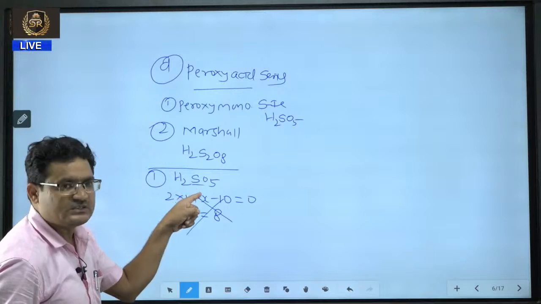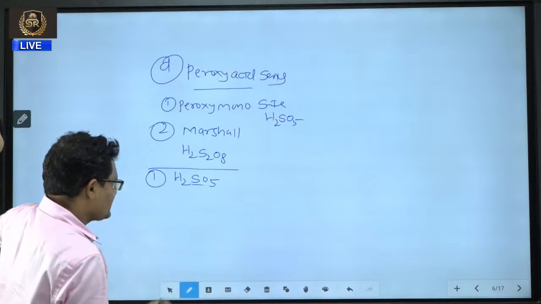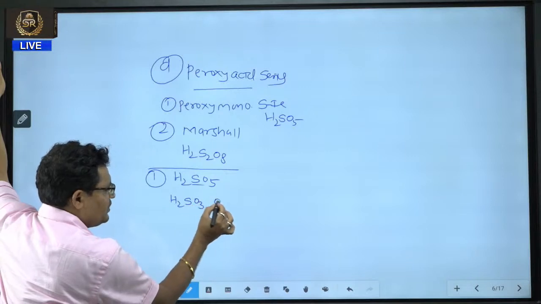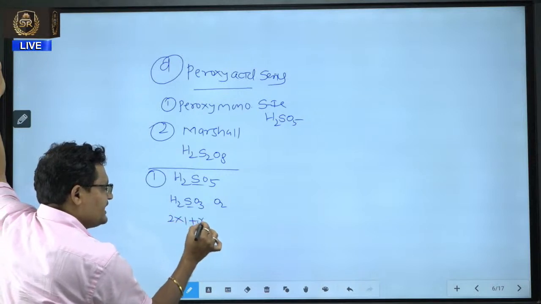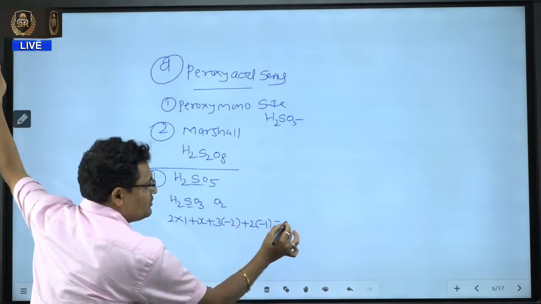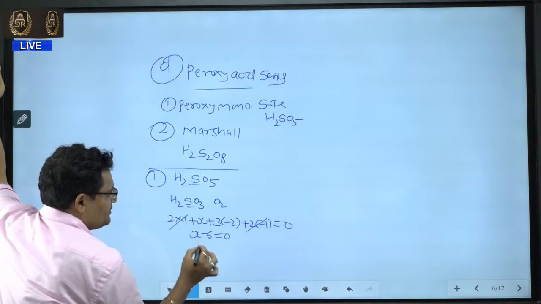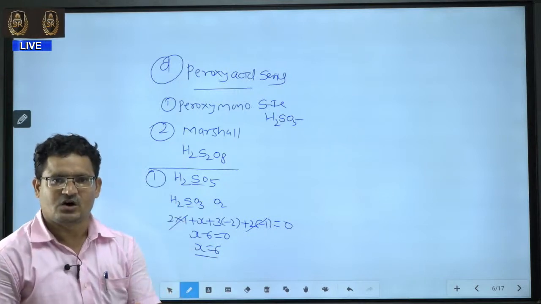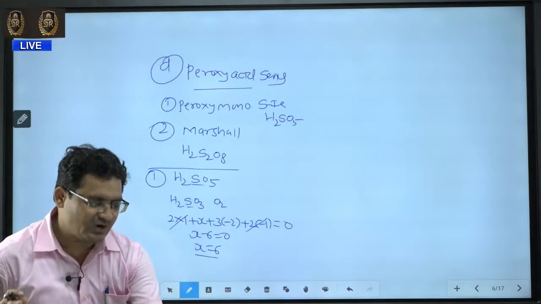So in this one, peroxy bonds are there. How to calculate that peroxy bond? Write it like this: H2, S, O3, O2. This is peroxy. Now find the oxidation state. 2 into 1 plus x plus 3 into minus 2 plus 2 into minus 1 equal to 0. So these two get cancelled. x minus 6 equal to 0, then x equal to 6. Sulfur oxidation states are 6 or less than 6, but not more than 6. If more than 6 is there, you have to calculate the peroxy bonds.